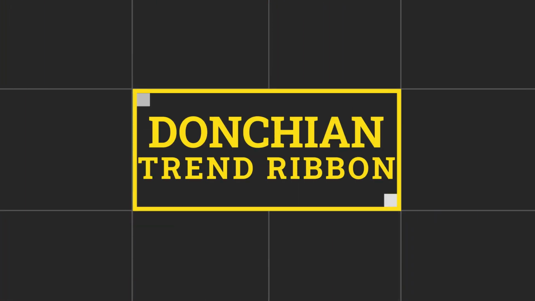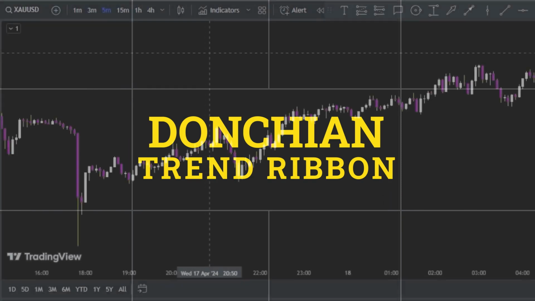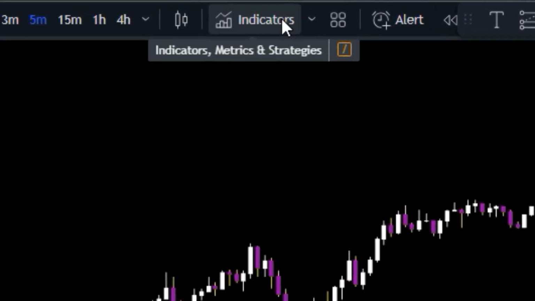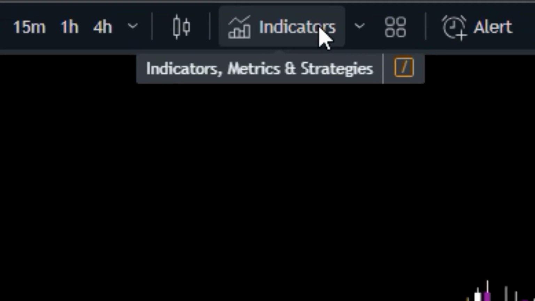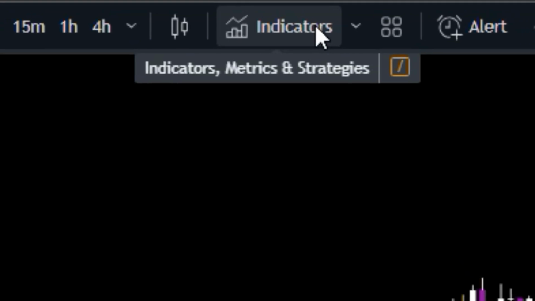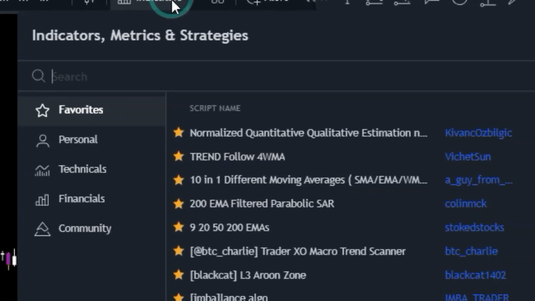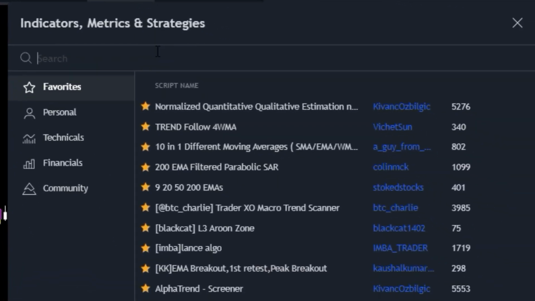Now, adding the ribbon to your chart is a piece of cake. Just head on over to the Indicators tab on TradingView.com, search for Donchian Trend Ribbon, and give it a click to add it to your chart. Easy as pie.